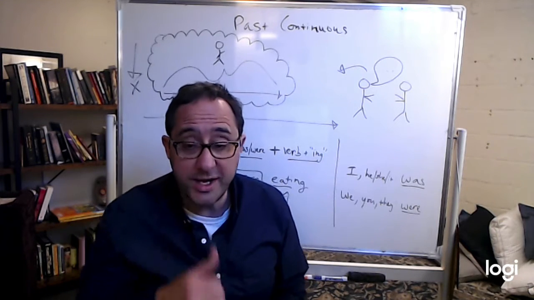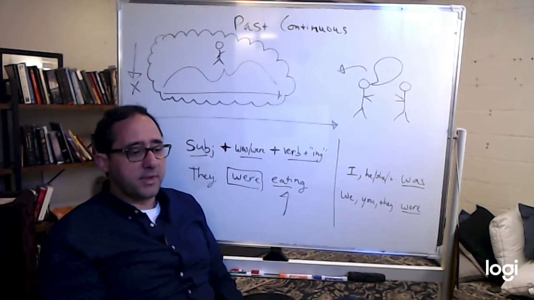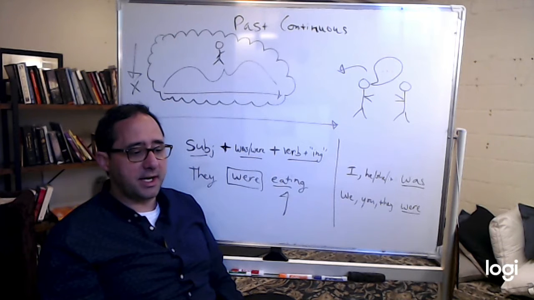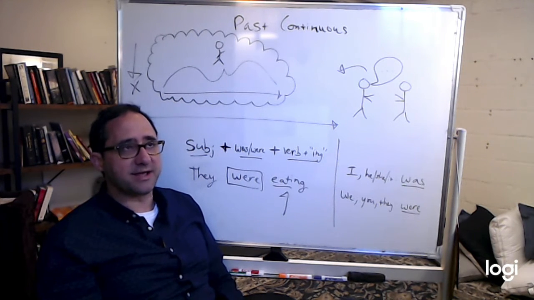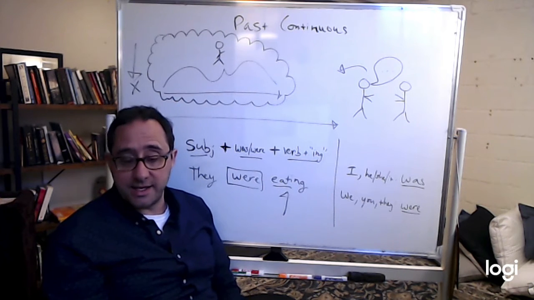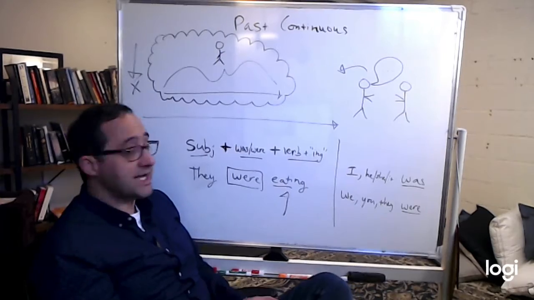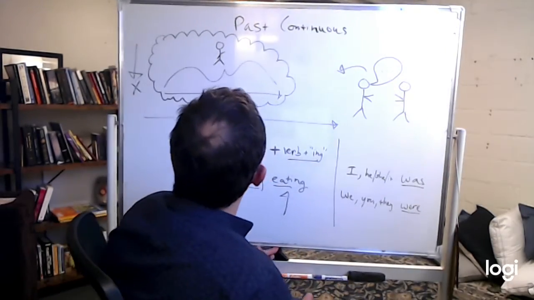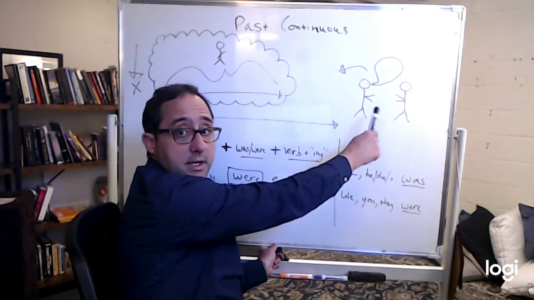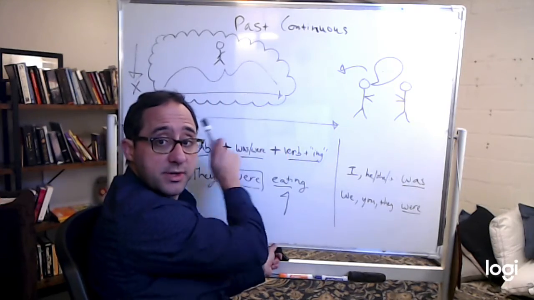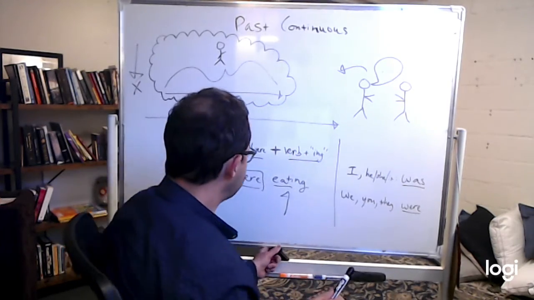Now let's talk about when you use this. Let's say I'm talking about last week. What was I doing last week? Last week, I was hiking in Germany. Let's say I went on a trip. I was hiking in Germany. Remember, you're here and you're thinking back to something you were doing continuously in the past.